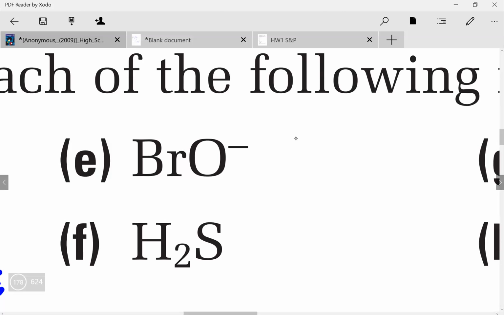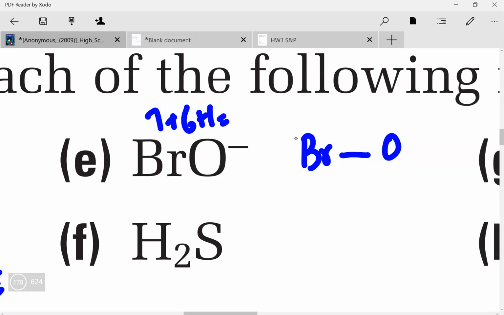BrO minus, there's just one bond here, Br and O. So the only thing to be determined is realistically where I'm adding the lone pairs here. 7 plus 6 plus 1 is 14. 1, 2, 3, 4, 5, 6, 7, 8, 9, 10, 11, 12, 13, 14. This will be stable. I will not make this a double bond due to the formal charge calculations, because now if you calculate formal charge, bromine has 0, oxygen has -1, which is okay.